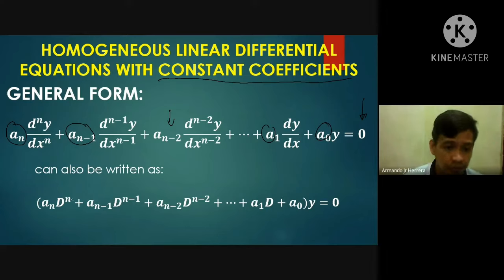a differential operator. Using the differential operator, a_n D to the n plus a_(n-1) D to the n minus 1, and so on, down to a_1 D, and then a_0, which is D to the 0, so it is a constant. Again, a_n, a_(n-1), up to a_1 and a_0 are all constants. This exponent represents the order of the differential equation. So D to the n means it is the nth derivative with respect to a certain independent variable. The independent variable that we use is x or t, depending on what we are using.